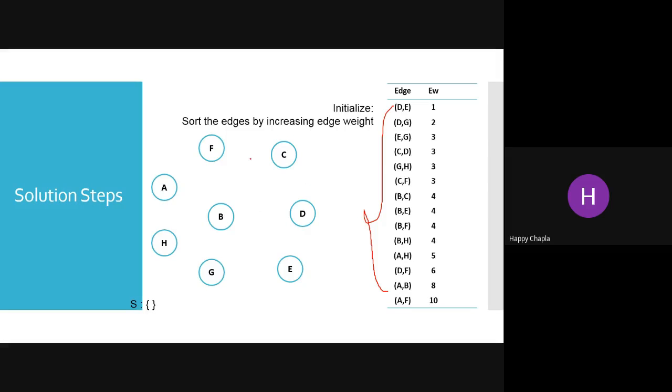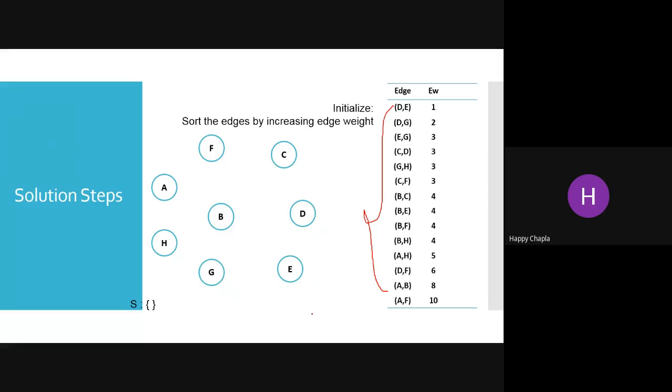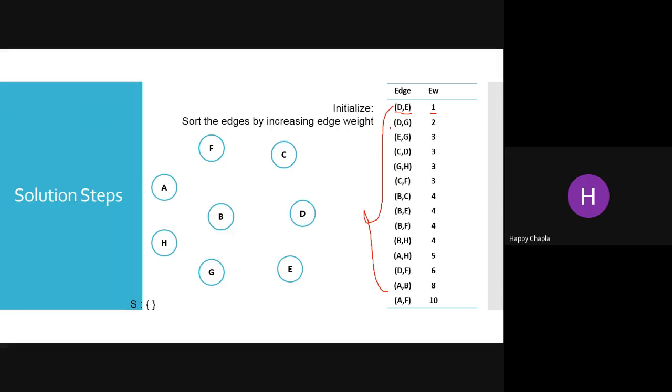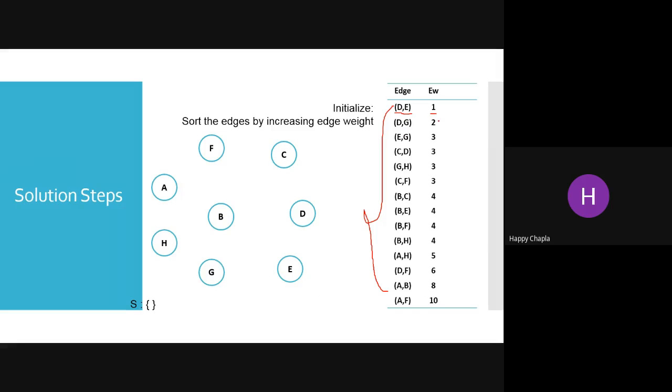So in a particular order, that means what, like if we have a minimum weight connection with D to E, so I am making the entry like D to E is equal to 1 weight. Okay, so it will be feasible for us, right? So we are trying to do that. Now next minimum weight is D to G, the weight is equal to 2. So D to G, the weight equals 2.